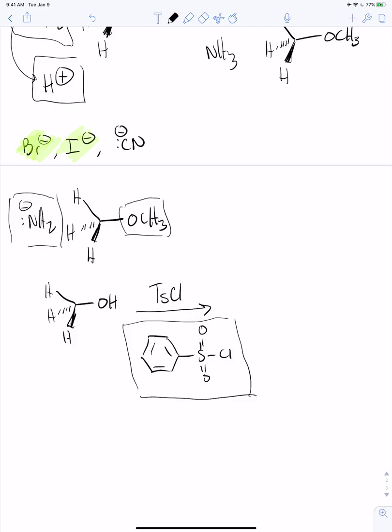So I can take tosyl chloride. I'm not going to take you through the mechanism. You'll learn that in the second course. But what it does is it takes that bad leaving group and converts it into a good leaving group.